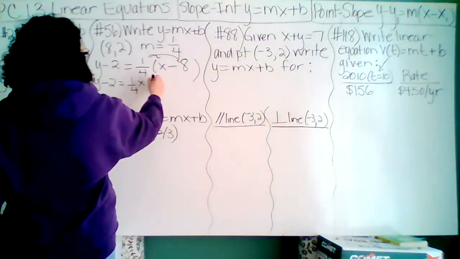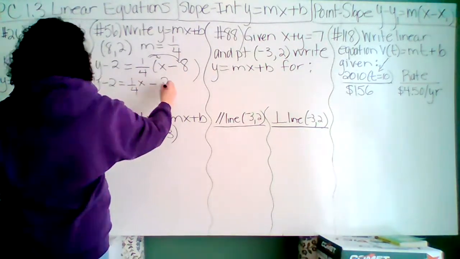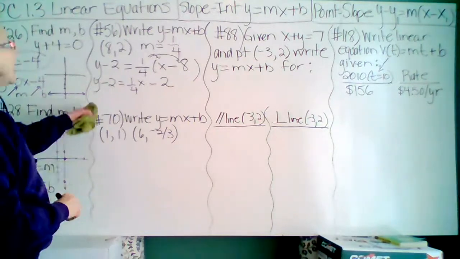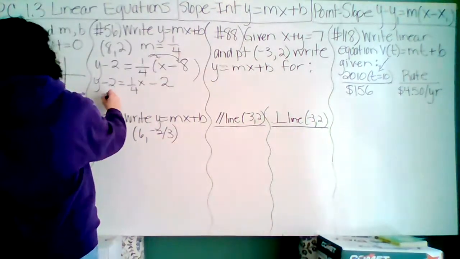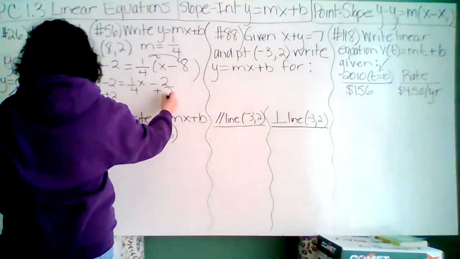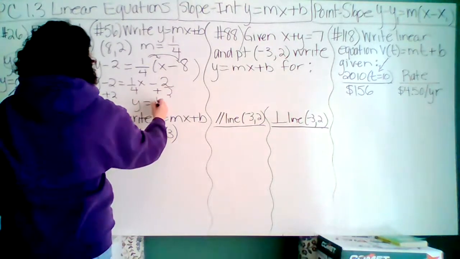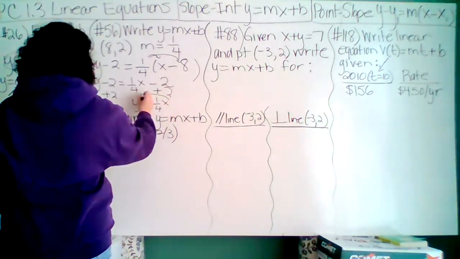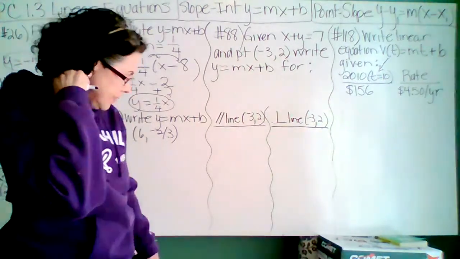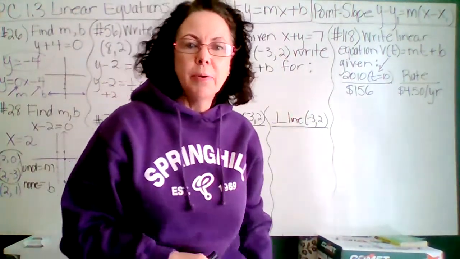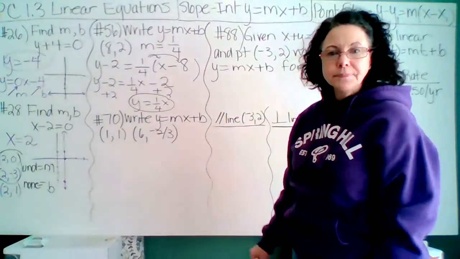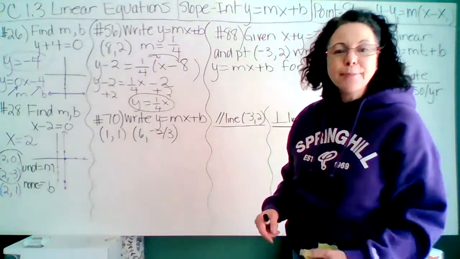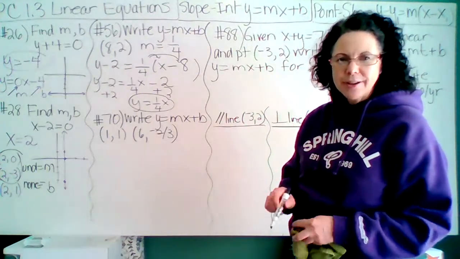And 1/4 times 8 is 2. So I have a minus 2. And I need the y alone. I will add a 2 to both sides. And my final answer is y equals 1/4 x. So when I've been given a point and a slope, I prefer to use the point slope form and then just move things around so it's in y-intercept form.